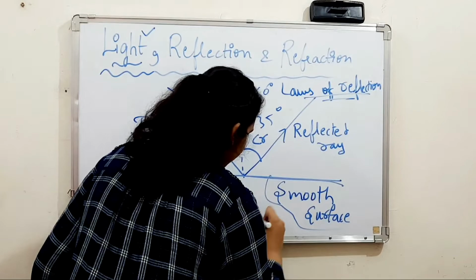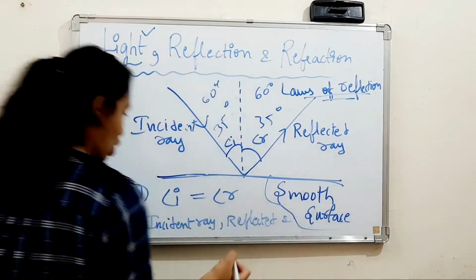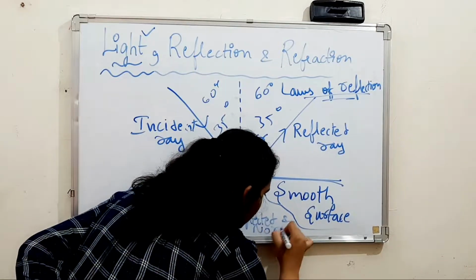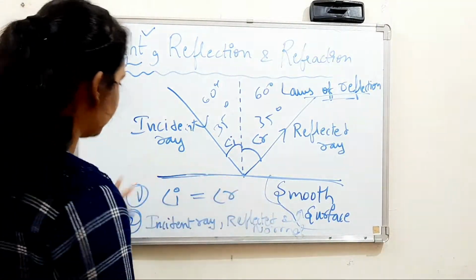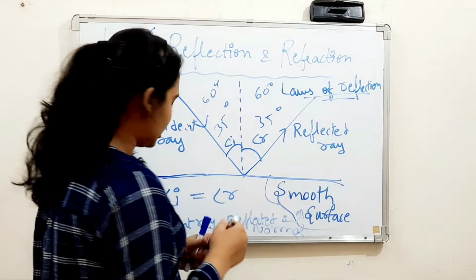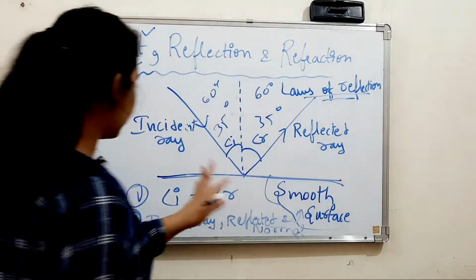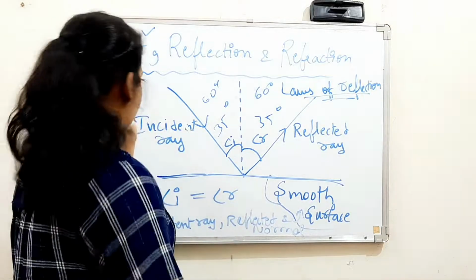reflected ray and normal, all of them lie on the same smooth surface. Okay, incident ray, reflected ray and normal, all of them lie on the same plane. So this was everything about reflection.